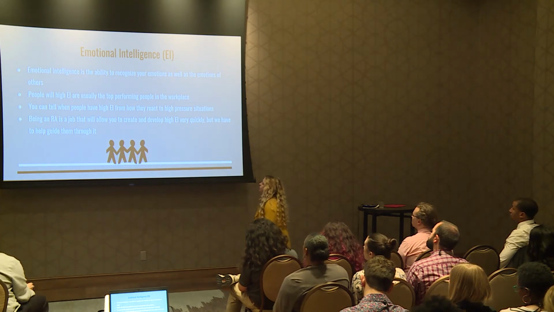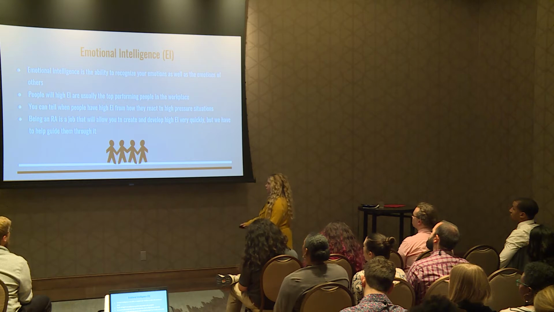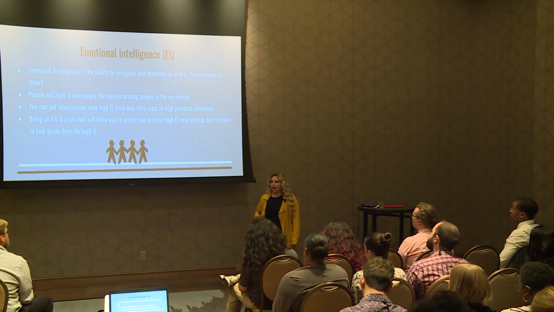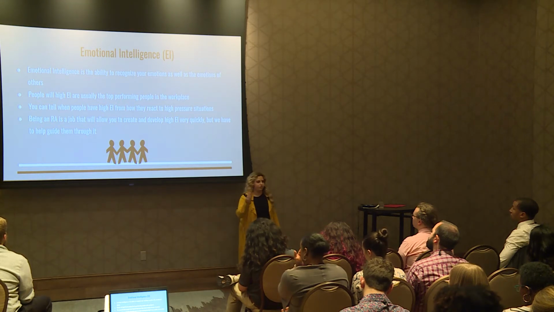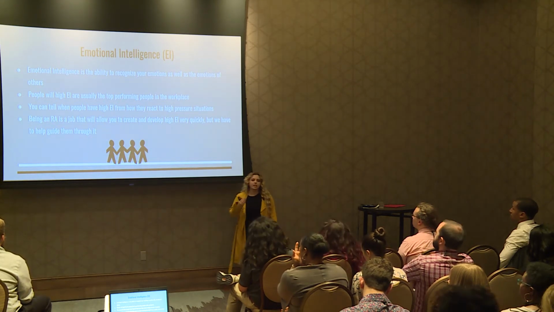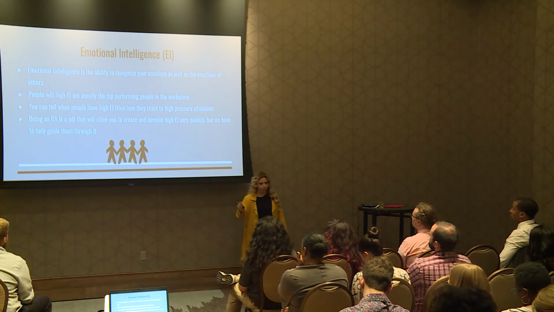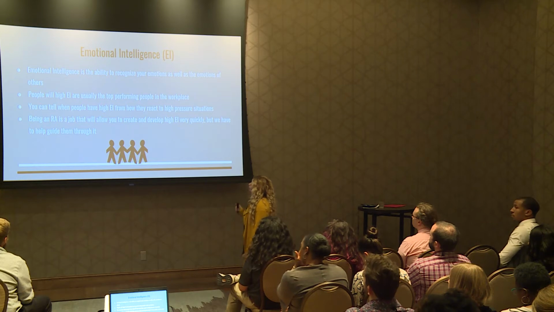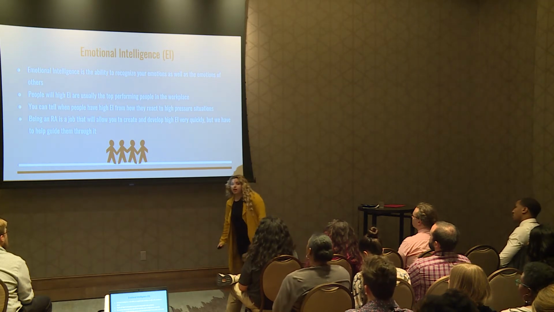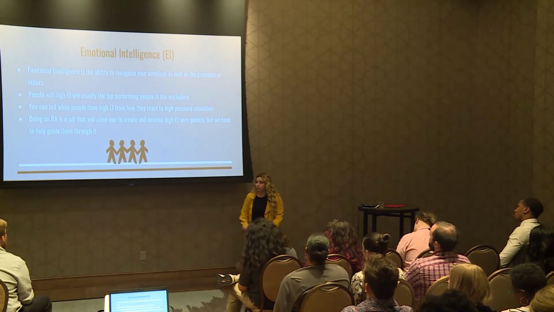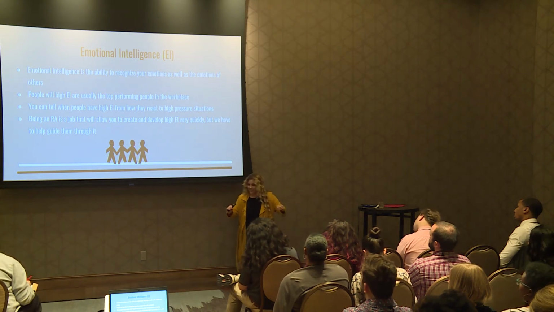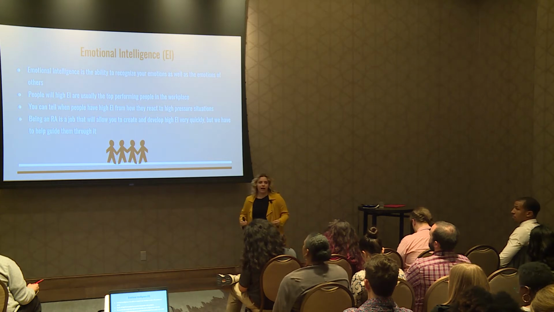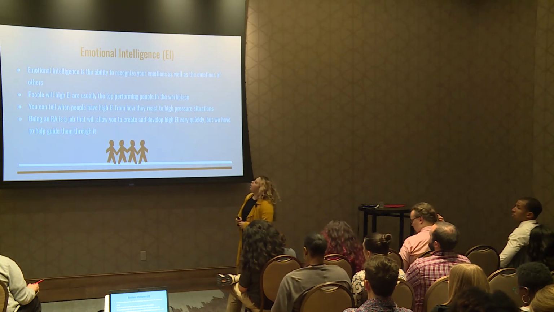People with high emotional intelligence are usually top performing people in the workplace. So people with emotional intelligence, of course, handle people better. They handle their coworkers better. They handle supervisors better. They handle customers better because they understand themselves and they understand people. You can tell when people have a high emotional intelligence from how they react to high pressure situations. So when the ceiling's falling down in the residence halls, how are these people handling it? We're all a little bit panicked, but how much are they not helping the panic because they're making it worse?